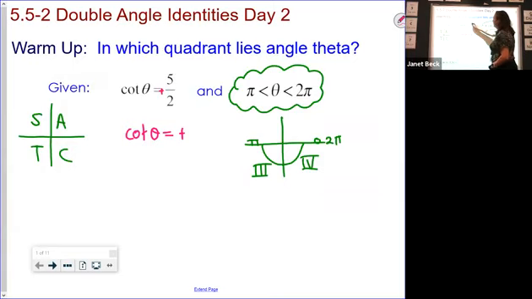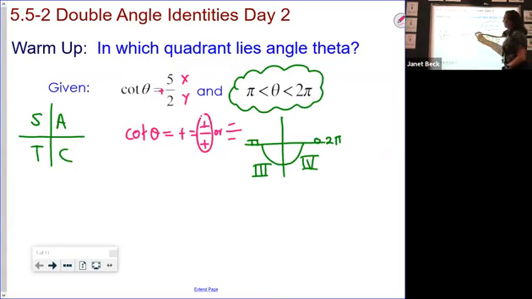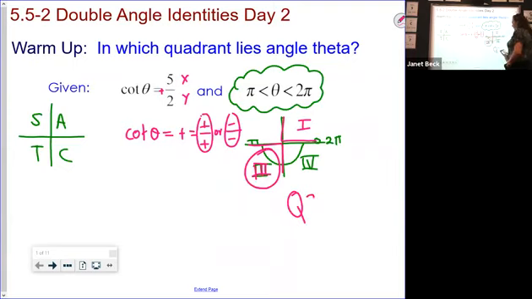And a cotangent is an x divided by a y. So to get something positive, I can either have a positive x divided by a positive y, or I could have a negative x divided by a negative y. So if I had a positive x divided by a positive y, I must be in quadrant 1. If I have a negative x and a negative y, I must be in quadrant 3. Where do those 2 pieces of information overlap? In quadrant 3. Okay, now that's just the very first step of a couple of different questions we're going to do.